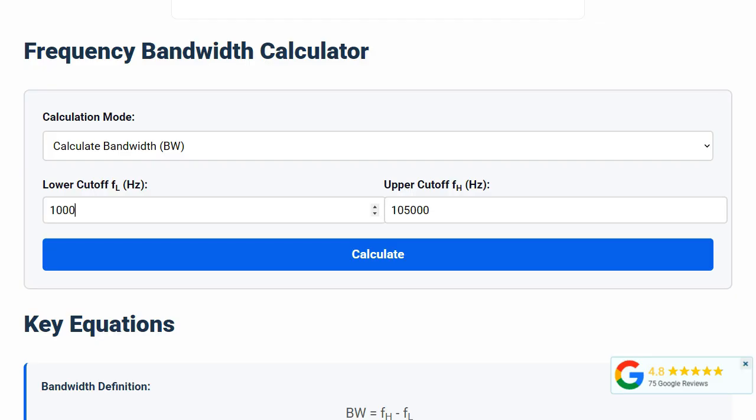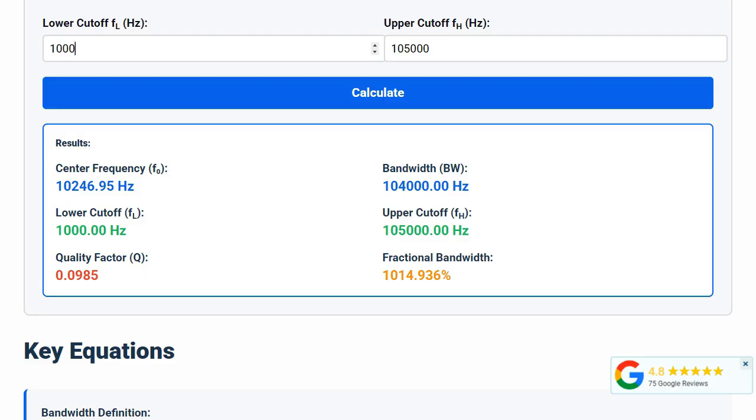The calculator will then compute your bandwidth and determine both the upper and lower cutoff frequencies. In this case, we get a bandwidth of 100 Hz with a lower cutoff at 950 Hz and an upper cutoff at 1050 Hz. These values are crucial for filter design and signal analysis.